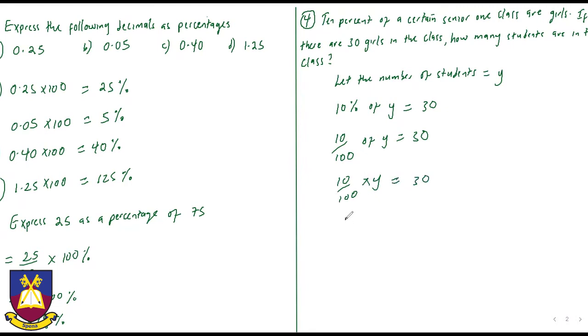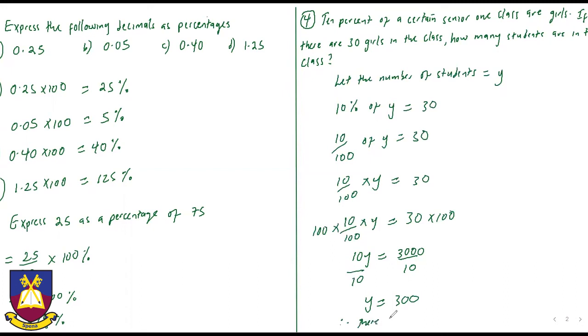So we need to multiply both sides by 100, so that this cancels. We get 10Y is equal to 3,000, by 10 by 10. Y is equal to 300. Therefore, there are 300 students in the class. If I wanted to get now the number of boys, then I could get my 300. I subtract 30. That gives me 270 boys.